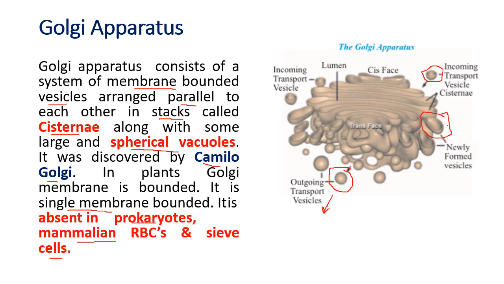This is the Golgi apparatus. Okay, so you can see the shape. It is stacks. Long tubes and vesicles are stacked one over the other, parallel stacks, and it is absent in the prokaryotes. What are prokaryotes? Cells with underdeveloped nucleus, having only the nucleus.